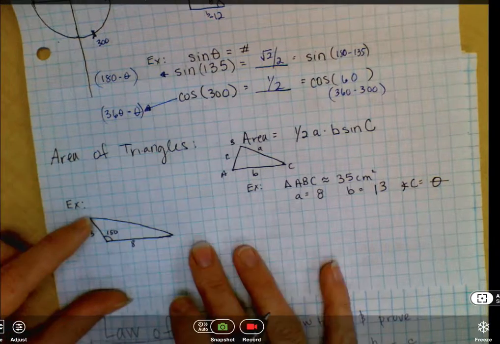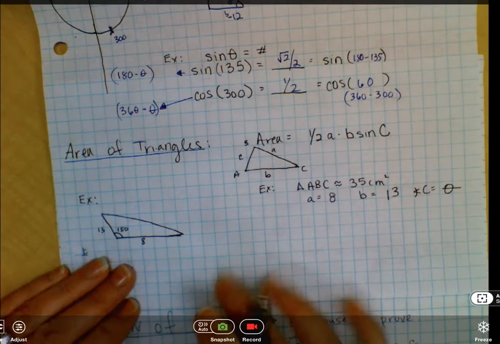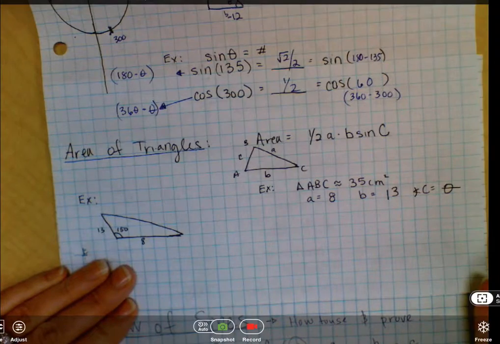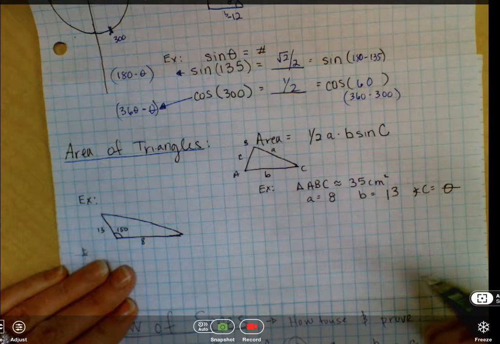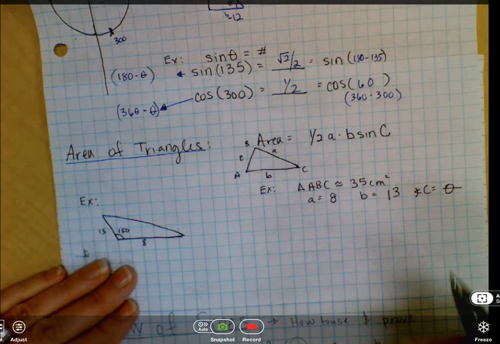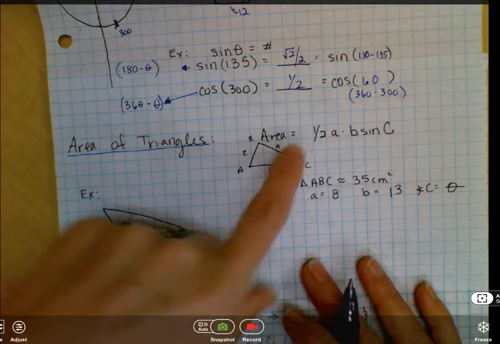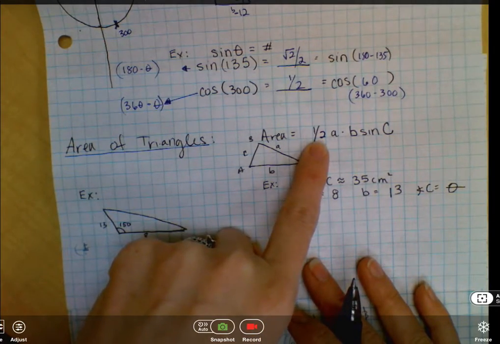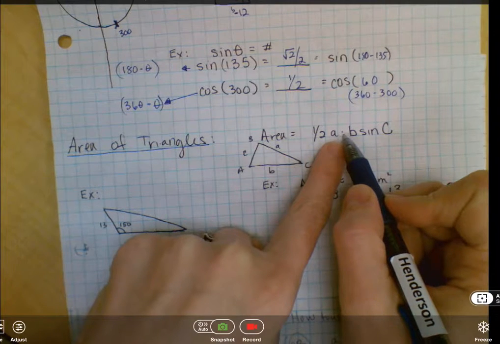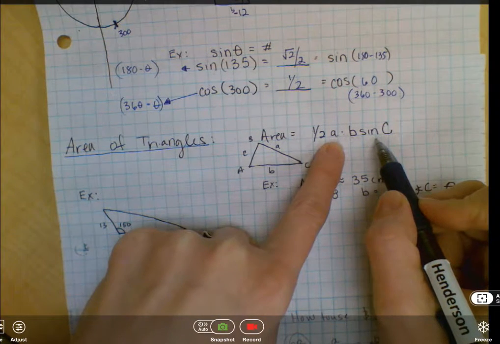The area of triangles formula comes out of this. So the area of a triangle, the way we've done it in the past, of course, was 1/2 base times height, where we knew that the base was the side intersecting the height. But in this case, we can do this on any triangle, like a general triangle, by taking 1/2 A, B, and then the sine of the angle included between them.